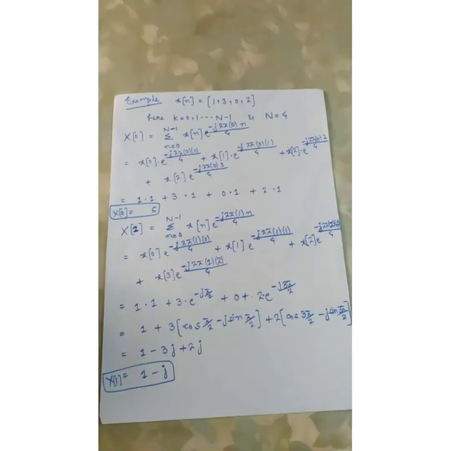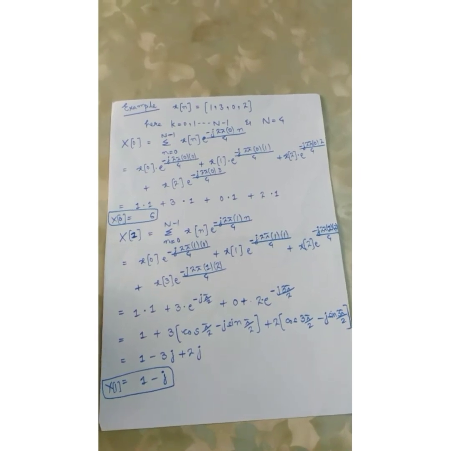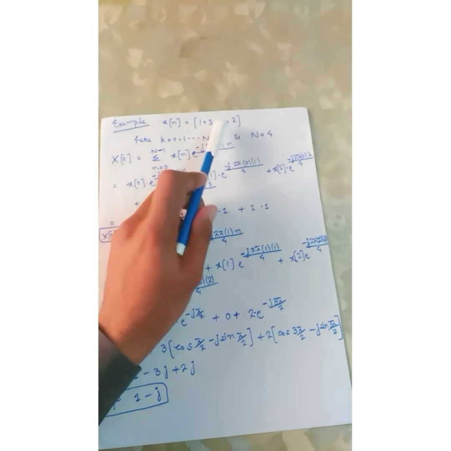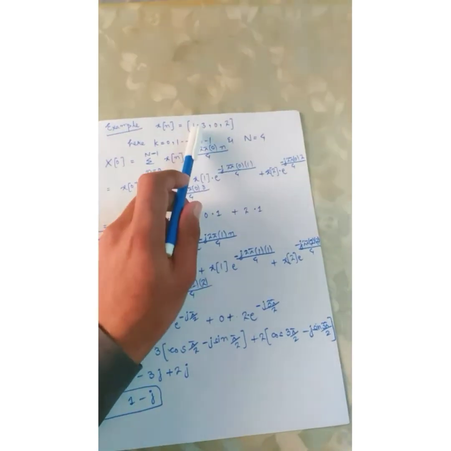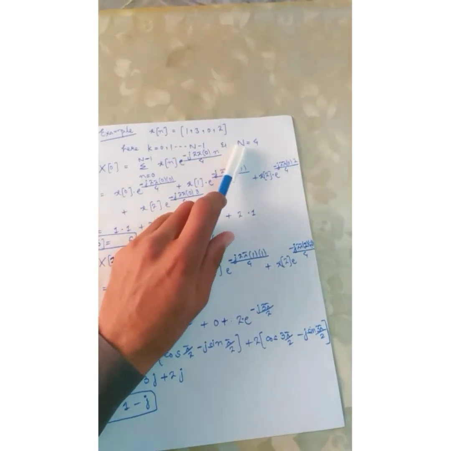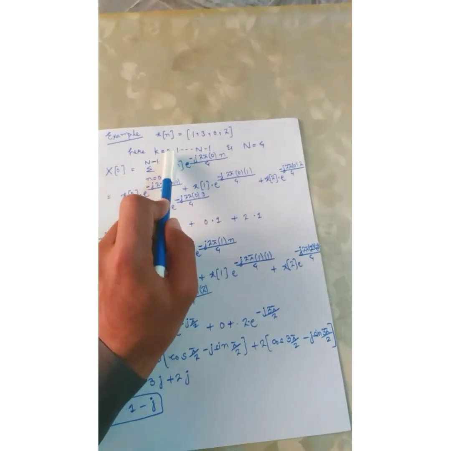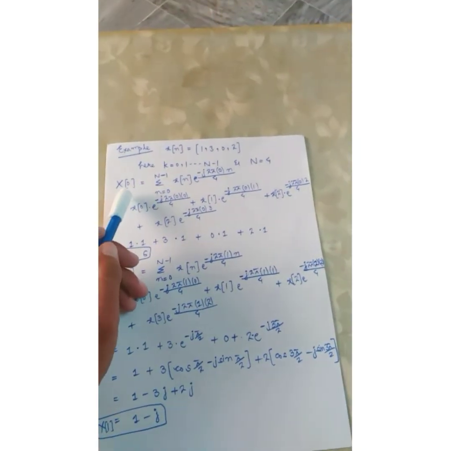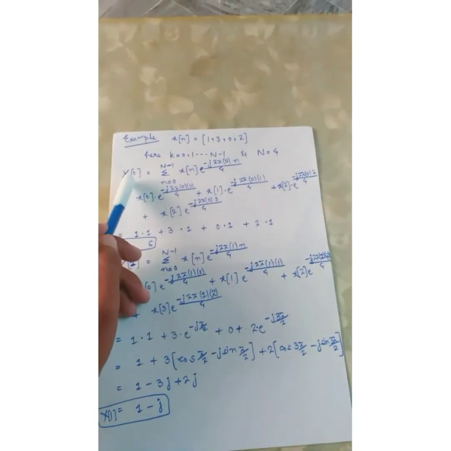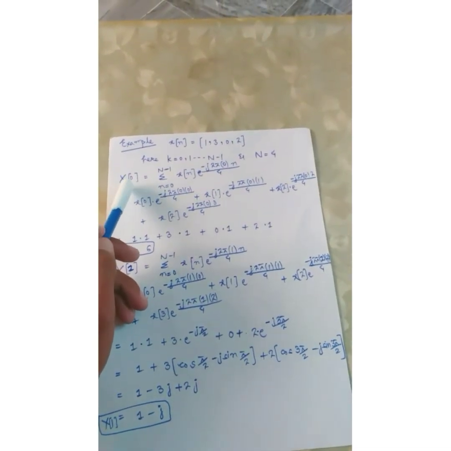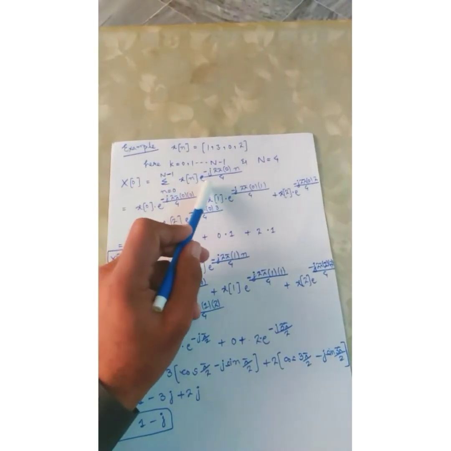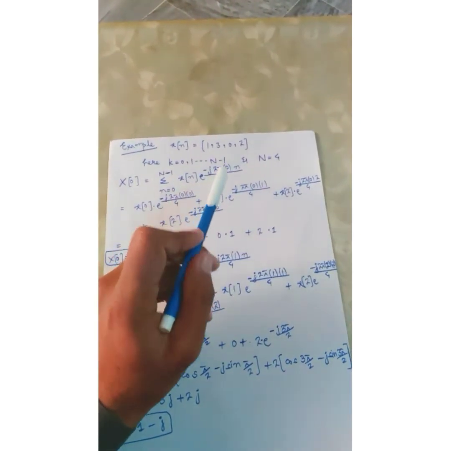Now let's look at an example in which we are given a signal x of n that is equal to 1, 3, 0 and 2. As you can see, N is equal to 4 and k goes from 0 up to N minus 1. Now we will obtain the values of X of 0, X of 1, X of 2 and X of 3 step by step just by putting in the values in the fundamental formula.